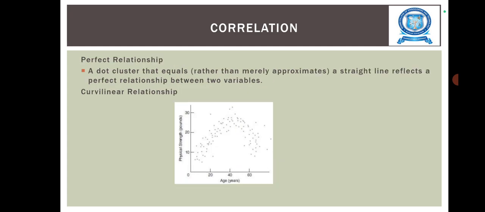The next one is perfect relationship. A dot cluster that equals a straight line reflects a perfect relationship between the two variables. Next one is linear relationship. That means a dot cluster approximates a straight line and therefore reflects a linear relationship. It is not always the case. Sometimes a dot cluster approximates a bent or curved line, as shown in the graph.